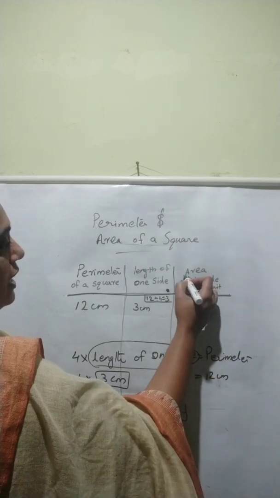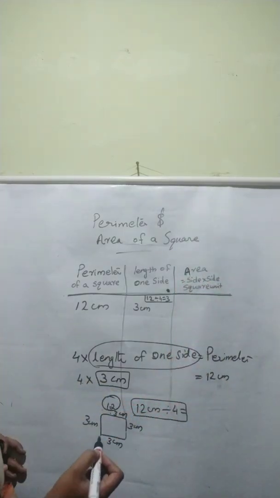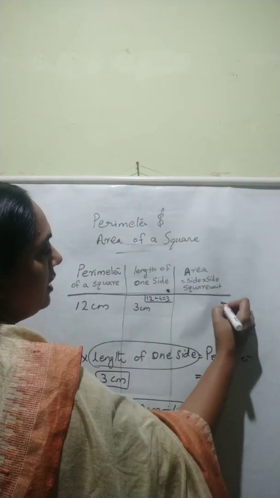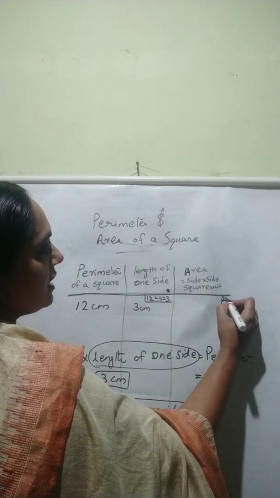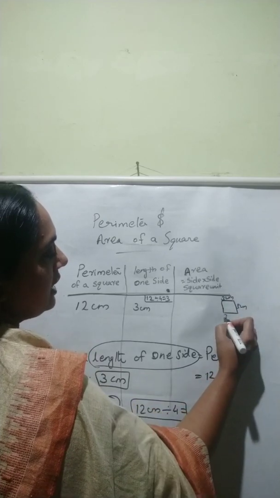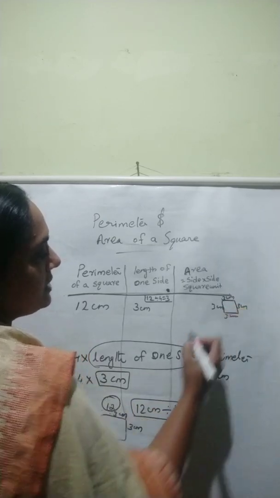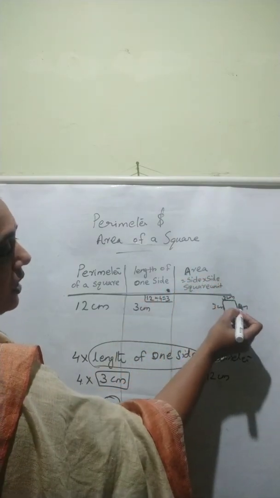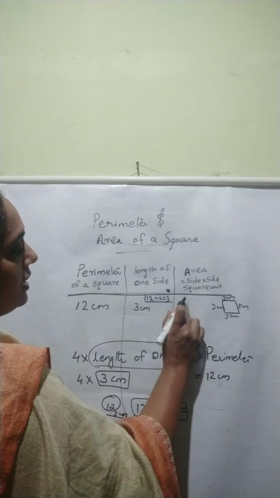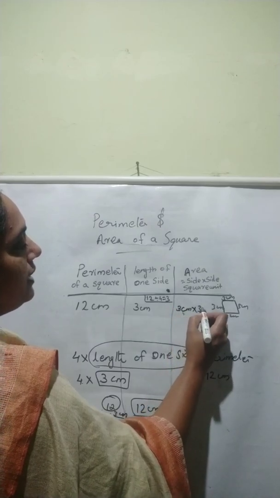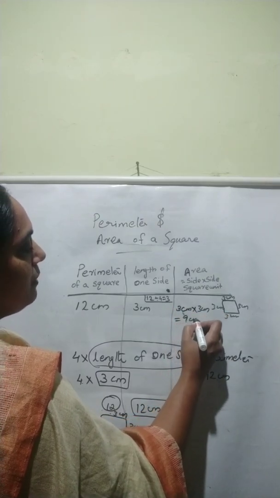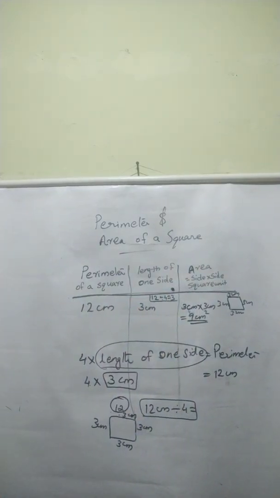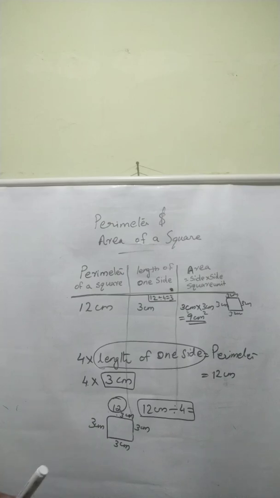Then we know how we can find the area. We know that we have to multiply side into side. According to this question, here this is 3 centimeter, here also 3 centimeter, here 3 centimeter, here also 3 centimeter. Actually, side into side. So here 3 into 3, 3 centimeter multiplied by 3 centimeter. That is 9 centimeter square is the area of this square.